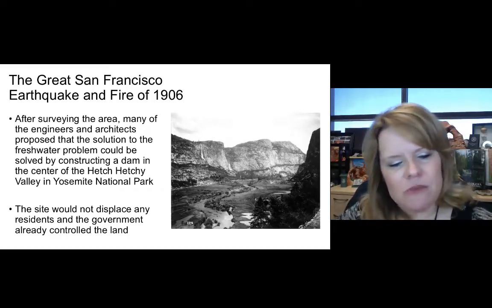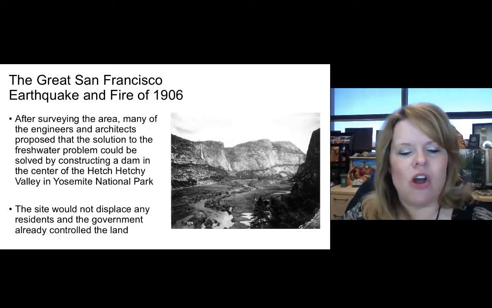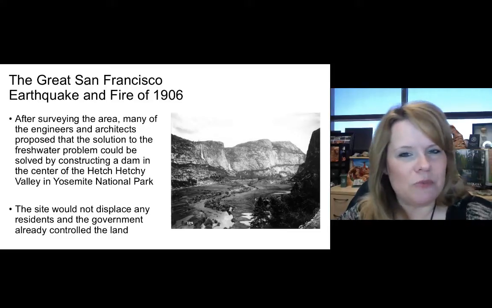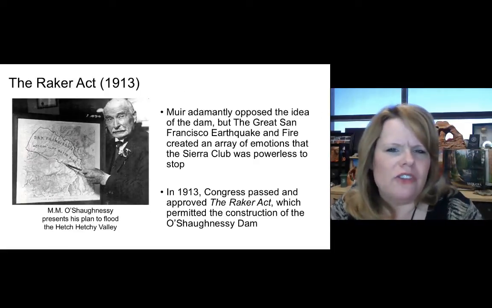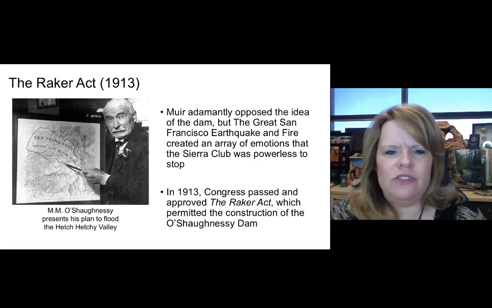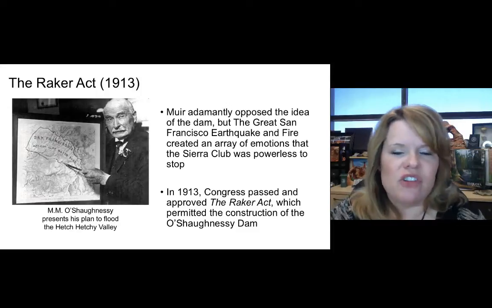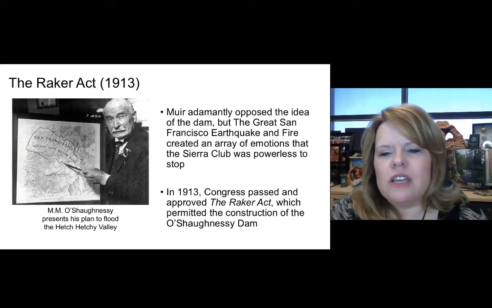The site would not displace any residents, and the government already controlled the land. So all we had to do was build the infrastructure, build the dam, right? M.M. O'Shaughnessy proposed to put this dam in place, and of course it got named after him. Kind of ironic, don't you think?